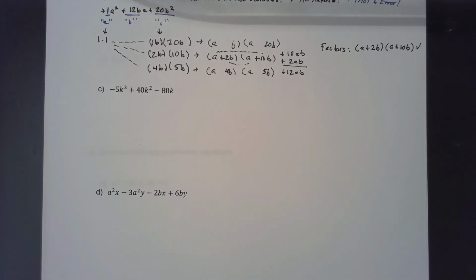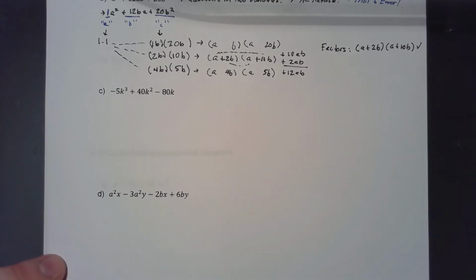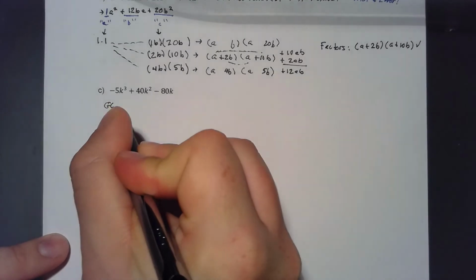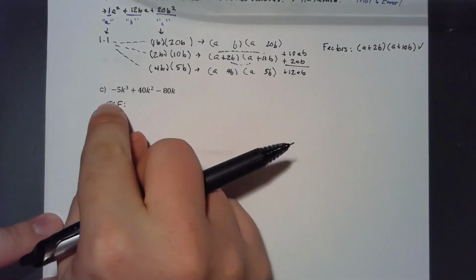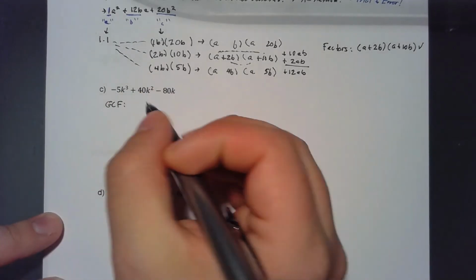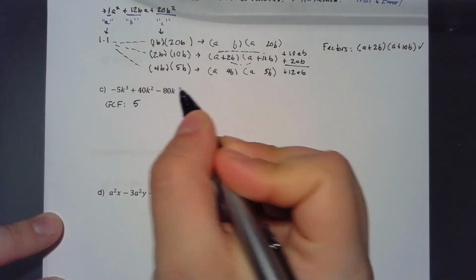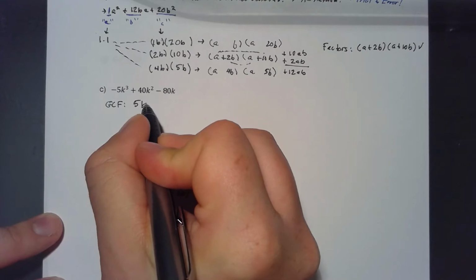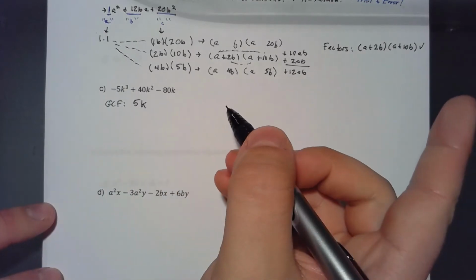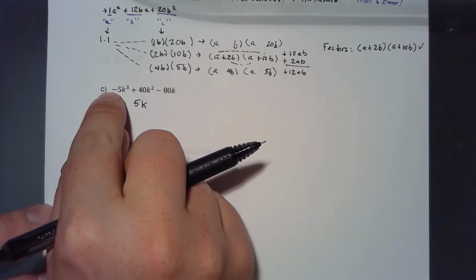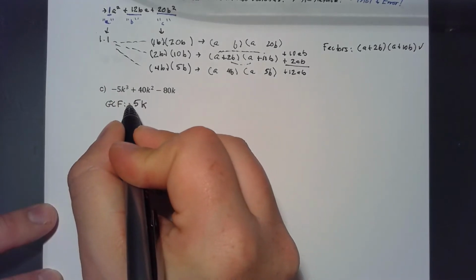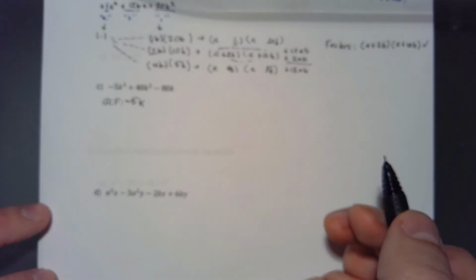Letter C. So, it's pretty obvious there's a GCF here. The factor that goes into 5, 40, and 80 is going to be 5, right? And they all have at least one k in common. But there's also one more thing you've got to be aware of. The leading coefficient here is negative. We want it to be positive, so I'm going to make the GCF negative. So my GCF is negative 5k.